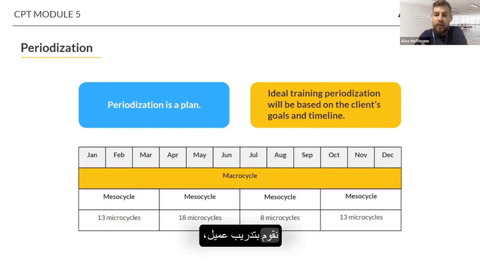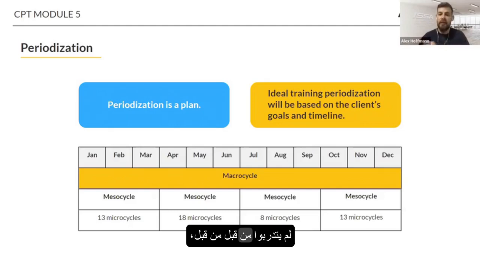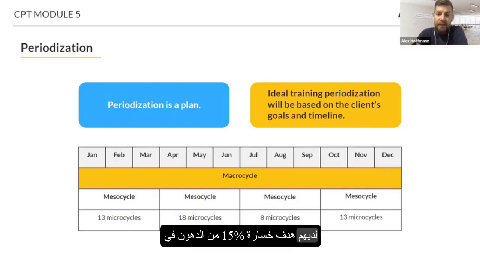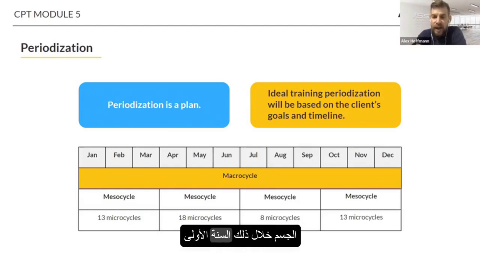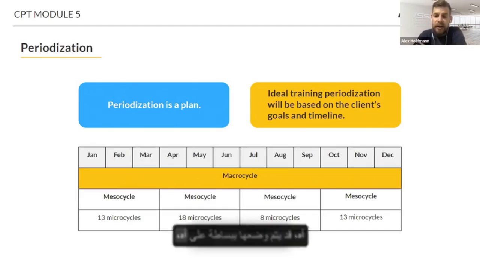So potentially, when we're training a client, say a beginning client that comes in working with us, they haven't trained before, they sign up and they're going to be training with us for a year. They have a goal of losing 15% body fat within that first year that they work with you. The first 1 to 2 months of that training program may simply be focused on learning basic exercise and movement patterns. The next 2-month period that we have with a client may be building up their aerobic endurance.